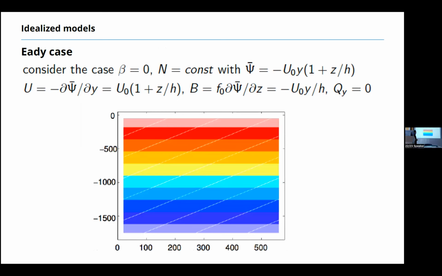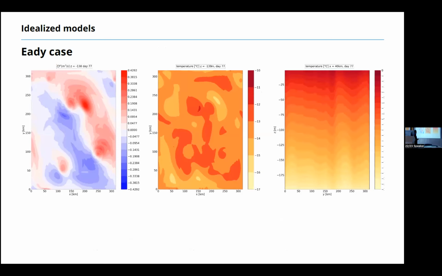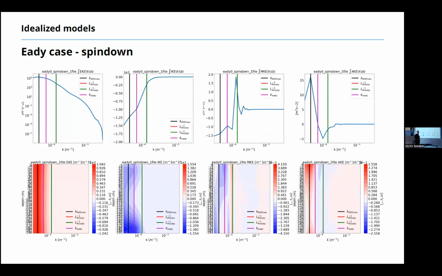I considered the Eady case, which is basically also a channel, this time with beta equal to 0 and constant. You have this background flow, which is illustrated by the colors, driven by the sloped isopycnals here. Also here again, you see eddying features in theta over f and in temperature, and you see your isopycnals.